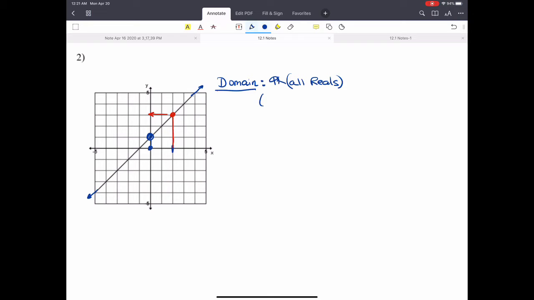Another way to write that, if I'm using interval notation, would be -infinity to +infinity. You don't need to write a plus sign. And same goes for the range. The range is all the possible y values. This y right here has a value on the line, and this y right here has a value on the line. So this is going to be all reals as well. So you're just going to write -infinity to +infinity.